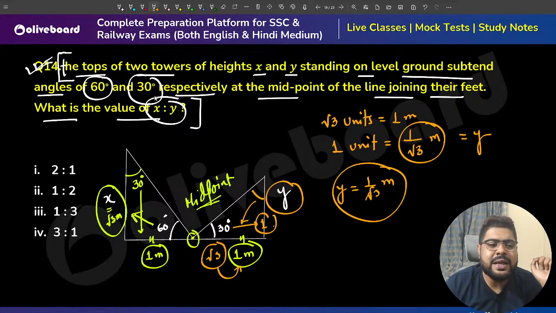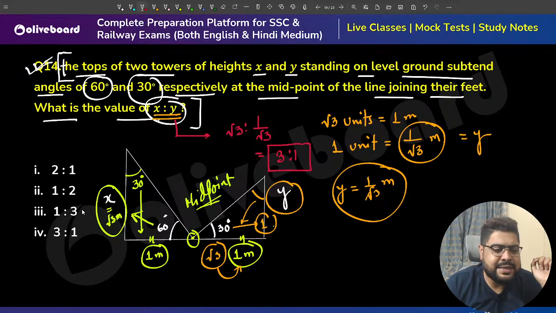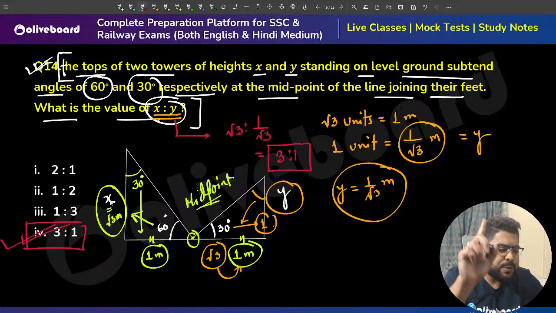They are asking what? They are asking x ratio y. How to do that? x is root 3, ratio y is 1 by root 3. Calculate, you will get 3 ratio 1. You will get 3 ratio 1. Option number.